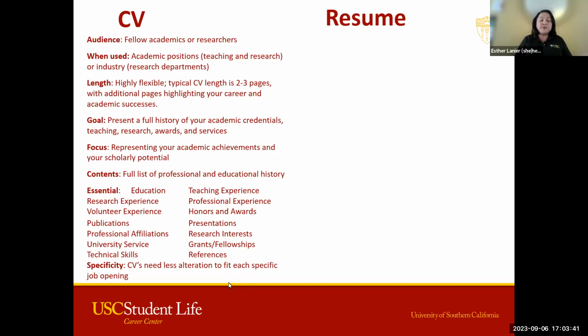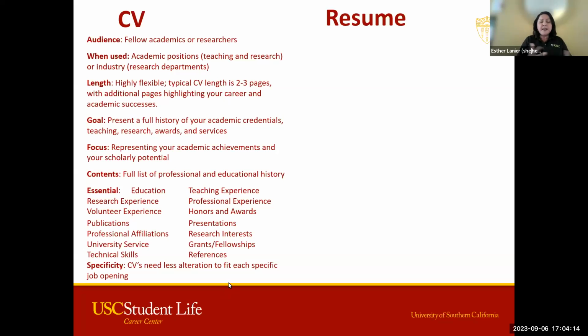And so I've seen CVs that are a couple of pages, but either way, you want to make sure that the first couple of pages is what you are providing that's relevant to the position. Again, its goal is to present a full history of your academic credentials. This is where you really have leverage and freedom to mention as much as you want as far as what you've done academically that will be relevant to that opportunity. And so again, the focus is on representing your academic achievements and obviously your scholarly potential.